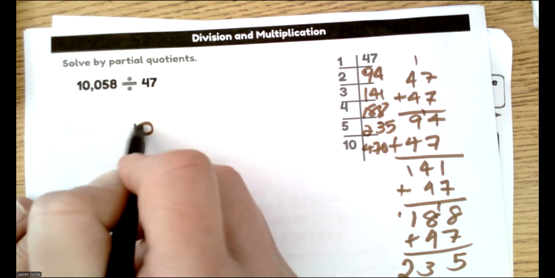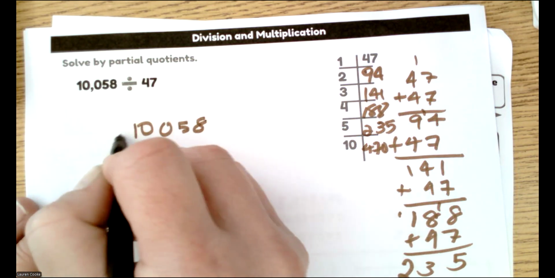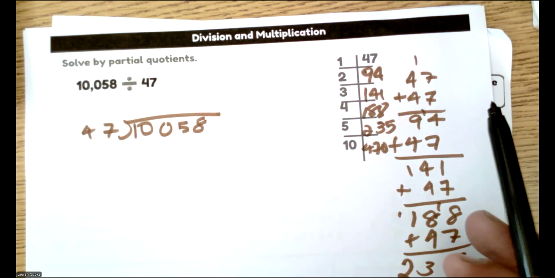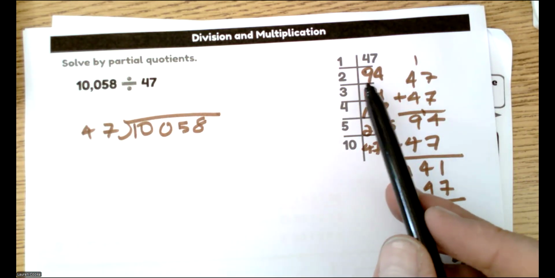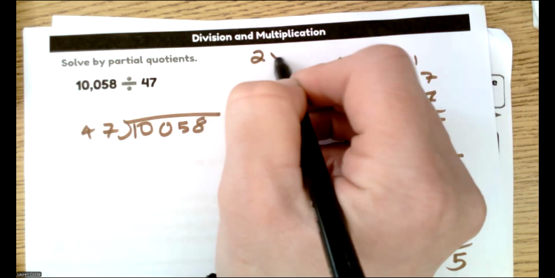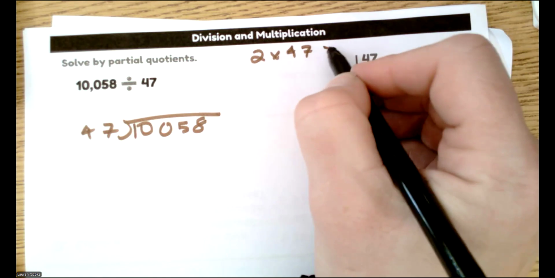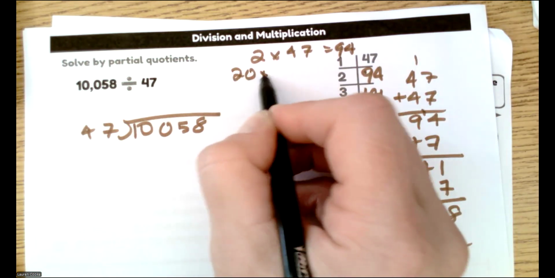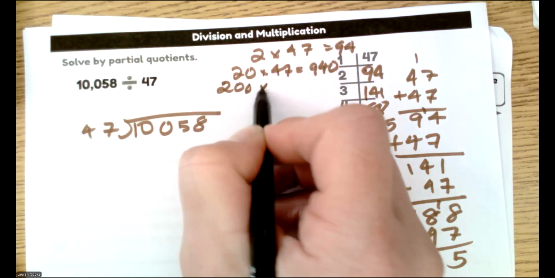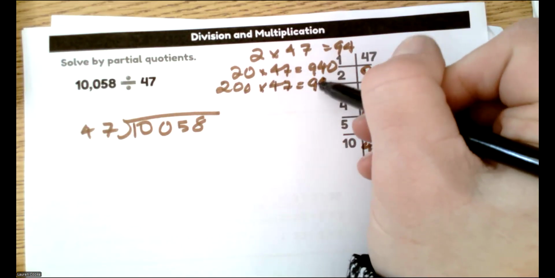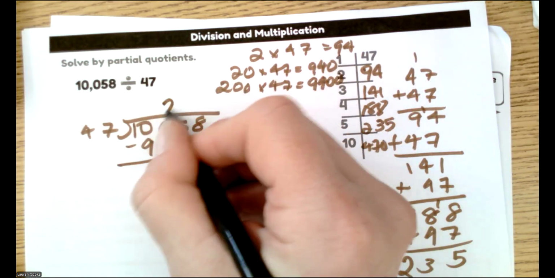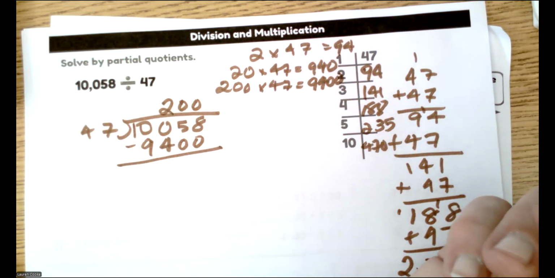Okay, and so if I have 10,058, I don't need to write the comma in there. It's just going to get too confusing and kind of messy. But I'm probably looking at maybe a 9,000. So if 2 times 47 is 94, 20 times 47 would be 940. But 200 times 47 would be 9,400. So let's get rid of that. And that's 200 sets of 47.